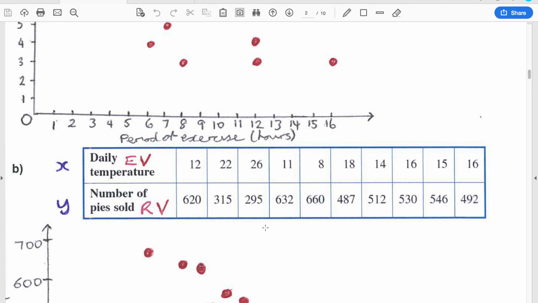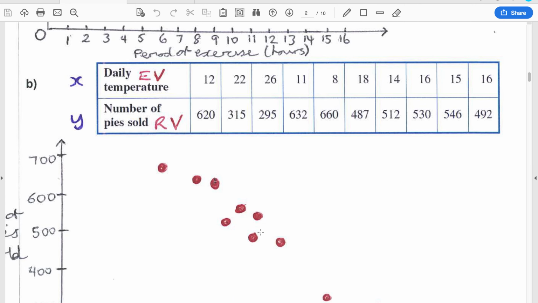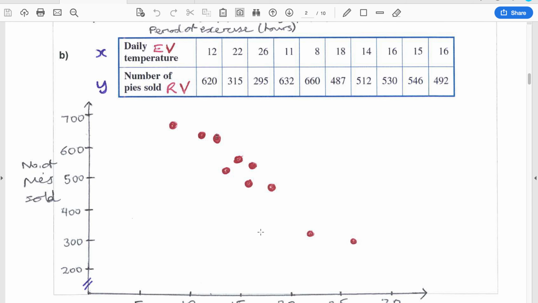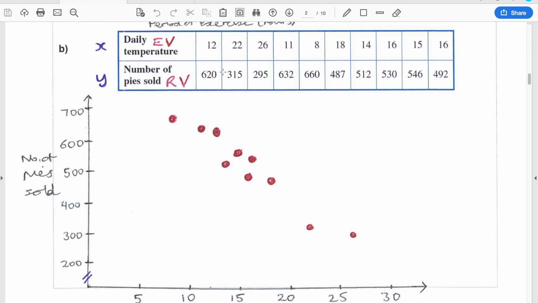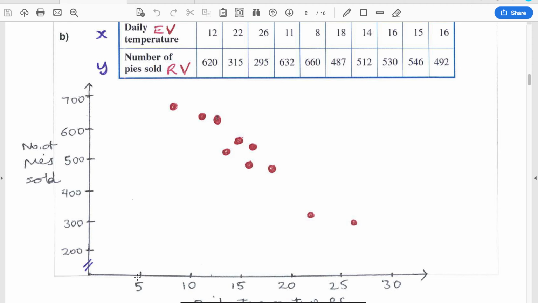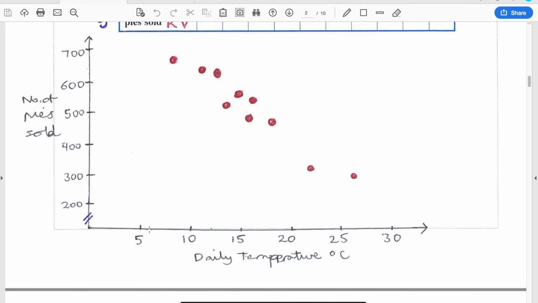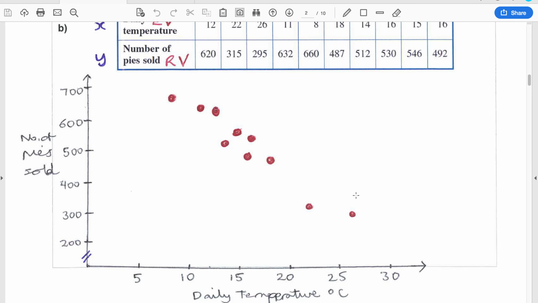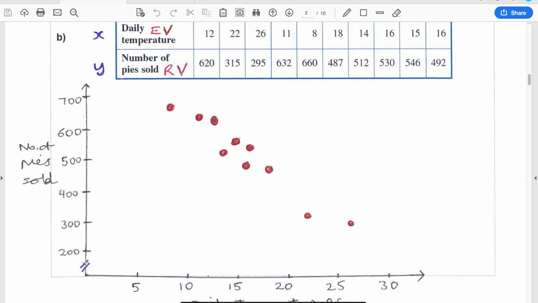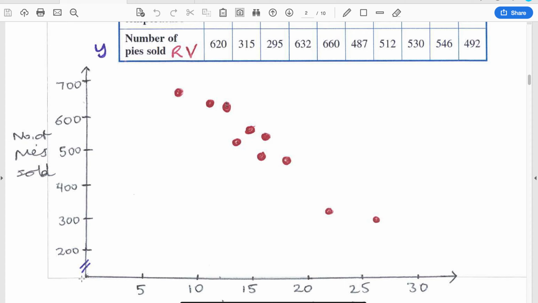So what you can do, have a look here. Daily temperature maximum is 22. So if we space out nicely just by 5s, you can see here we go up to 30 degrees. So that will fit obviously the 22. And if you have a look at the number of pies sold, we can just put a little double line like this. It represents a break in the axis. So it means we're not starting at 0.